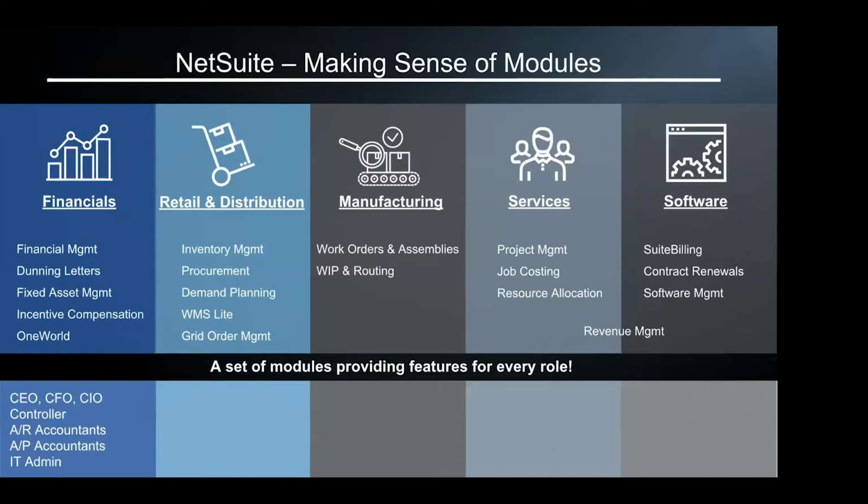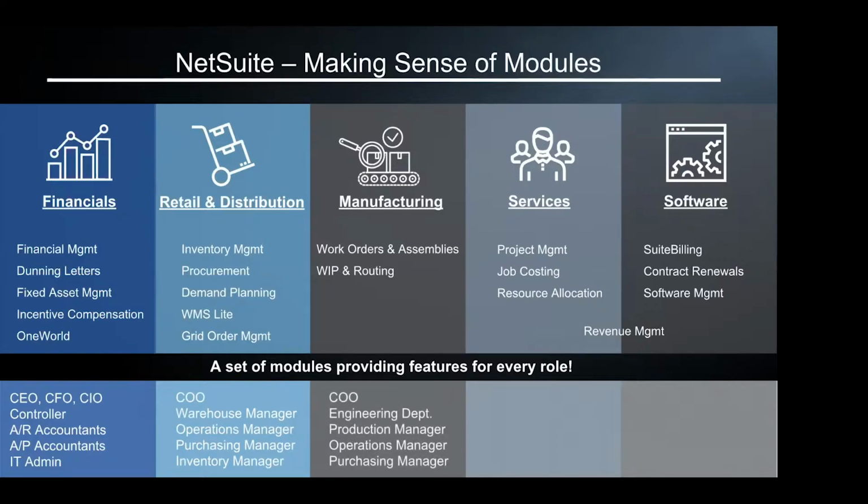Now, of course, in the retail and distribution business, we would have modules specific to operations, warehouse management, fulfillment, purchasing, and inventory. And if we were a manufacturer, we would then also have modules for the engineering department or operations as well. In the professional services vertical, we do have a rich feature set for project managers, consultants, and other project resources, as well as the accounting department.